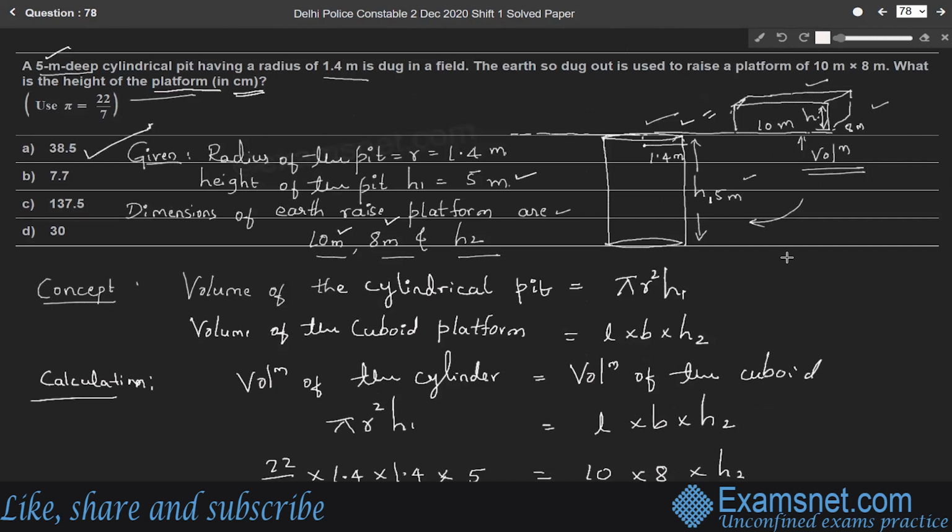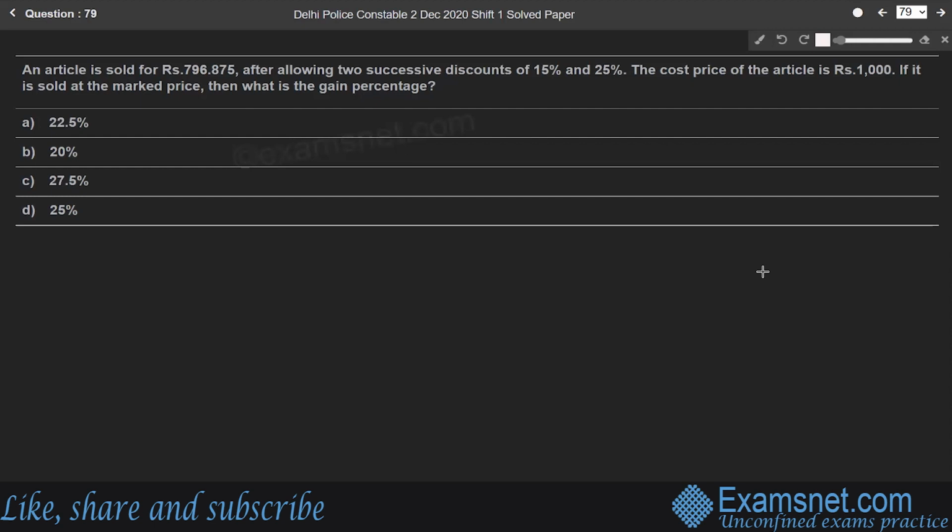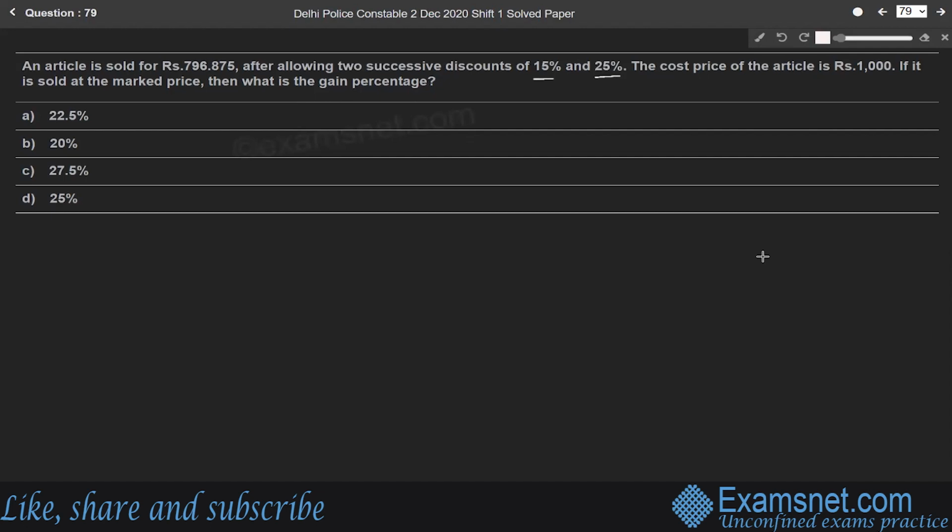Hence option A. Question 79. An article is sold for 796.875 rupees after allowing two successive discounts of 15% and 25%. The cost price of the article is 1000 rupees. If it is sold at the marked price, so this is important. If sold at the marked price, then what is the gain percentage? If the selling price of the article is equal to the marked price, then what is the gain percentage?